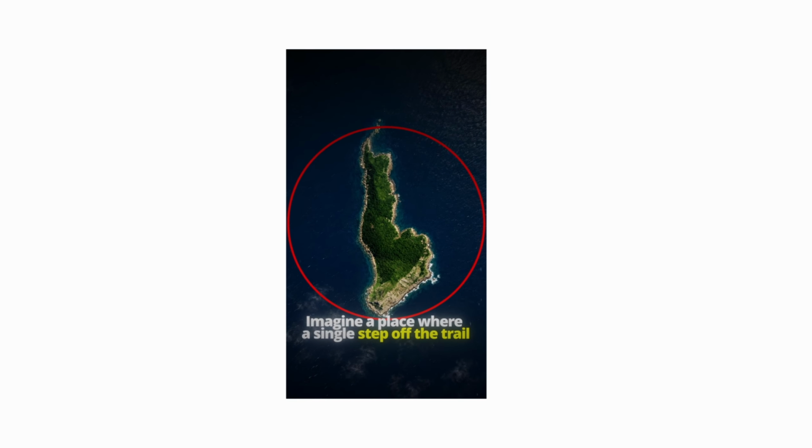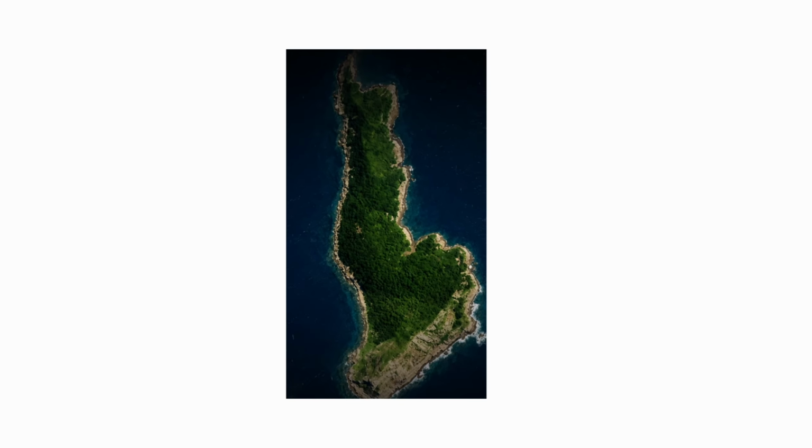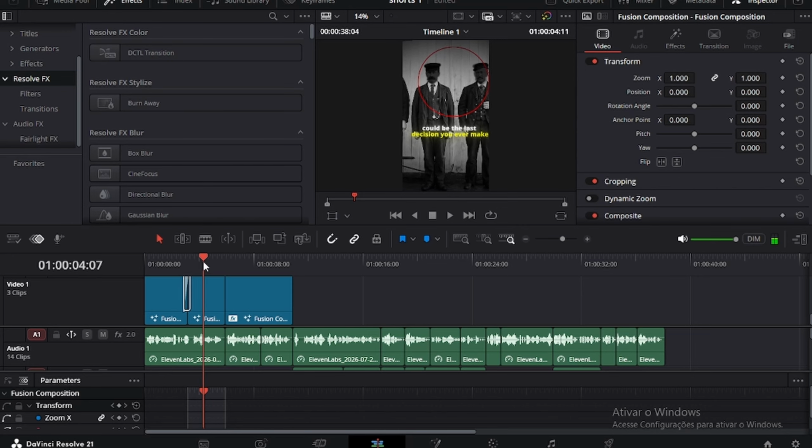The text will work as a dimensional hook. We have the camera movement, the highlighted yellow text, and the island. Now let's move on to the next scene.